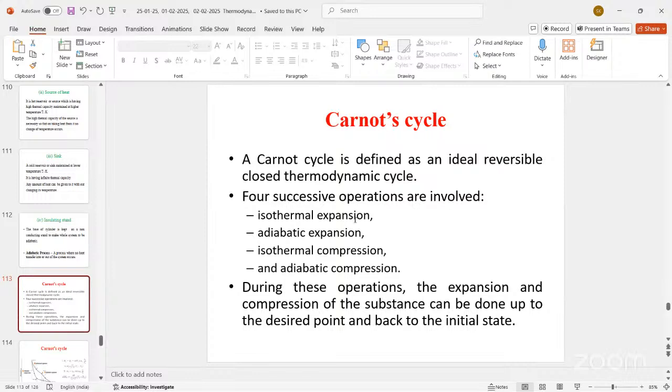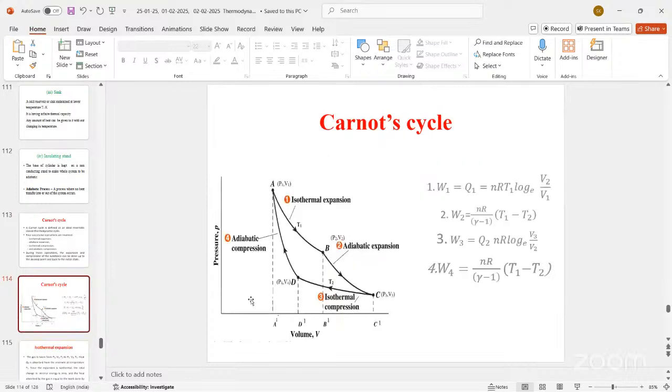So here 4 operations are involved in this Carnot cycle. We have 2 expansions and 2 compressions: isothermal expansion, isothermal compression, adiabatic expansion and adiabatic compression. During these 4 operations, the expansion and compression of the substance can be done up to the desired point, back to the initial state. So these are the 4 steps we are using in Carnot cycles. So for these 4 steps, whatever we have, wait a minute.